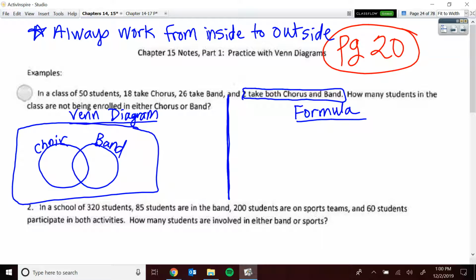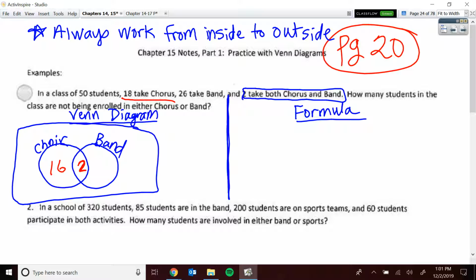This is the 2. And the reason it is imperative that you get that listed first is because the choir, what goes here in choir only? 18 take chorus, of which 2 are already in the choir circle. See, so therefore, this is 16. That's why that center has to be addressed first.